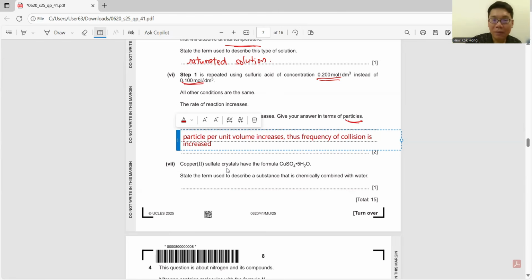Seven, copper sulfate crystals have this formula. Give the term used to describe a substance which is chemically combined with water, which is this 5H2O. We call this hydrated.